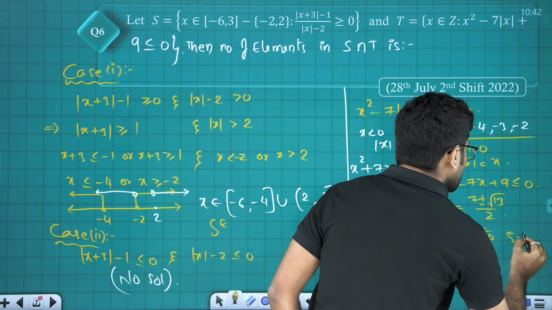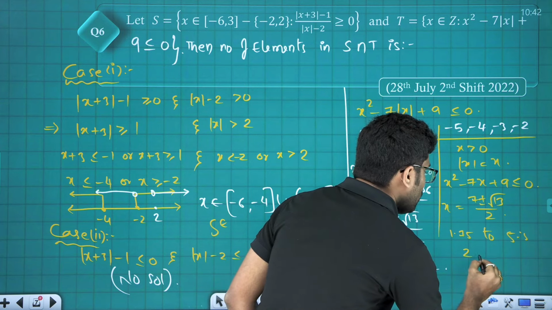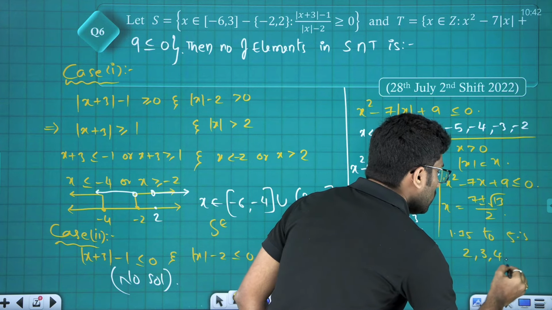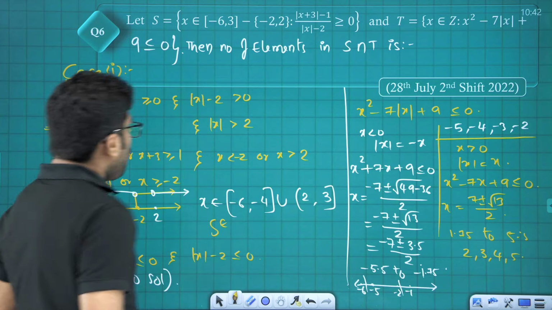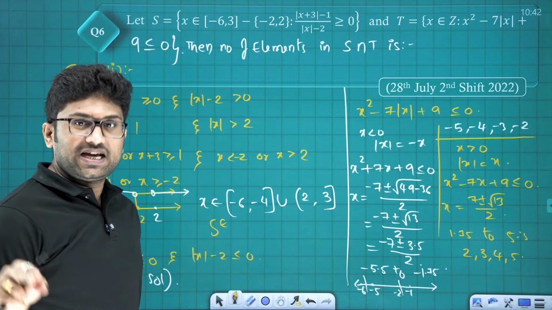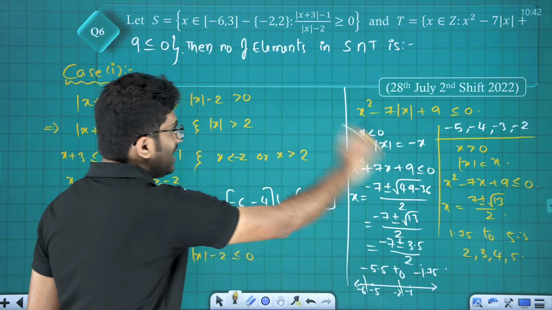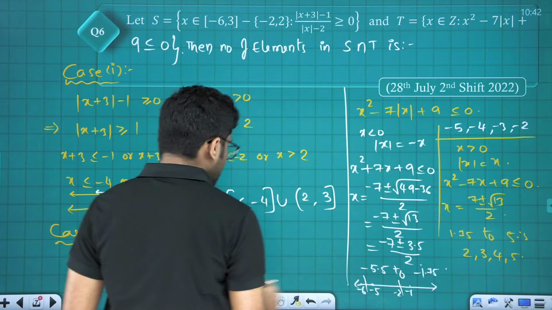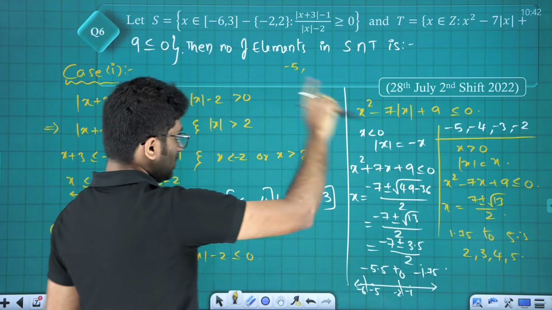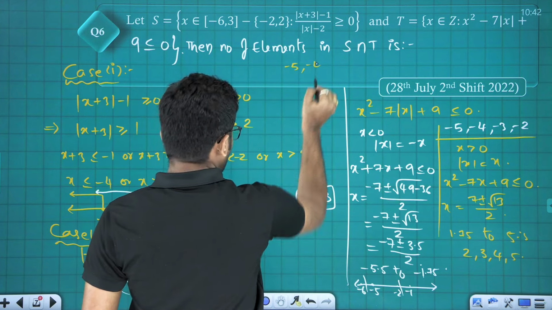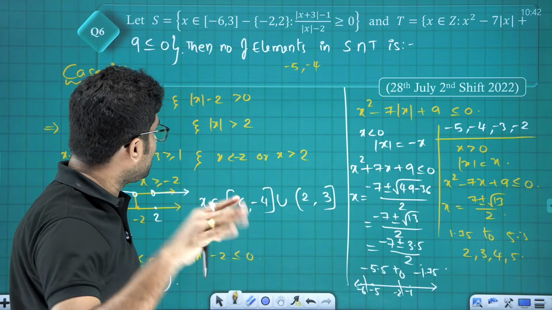Now from 1.75 to 5, what are all the integers we have? 2, 3, 4, 5. That's it. Okay. Now, what are all the integers that we have common in both this and this? In this and this. So clearly we have minus 5, minus 4. We don't have minus 3.